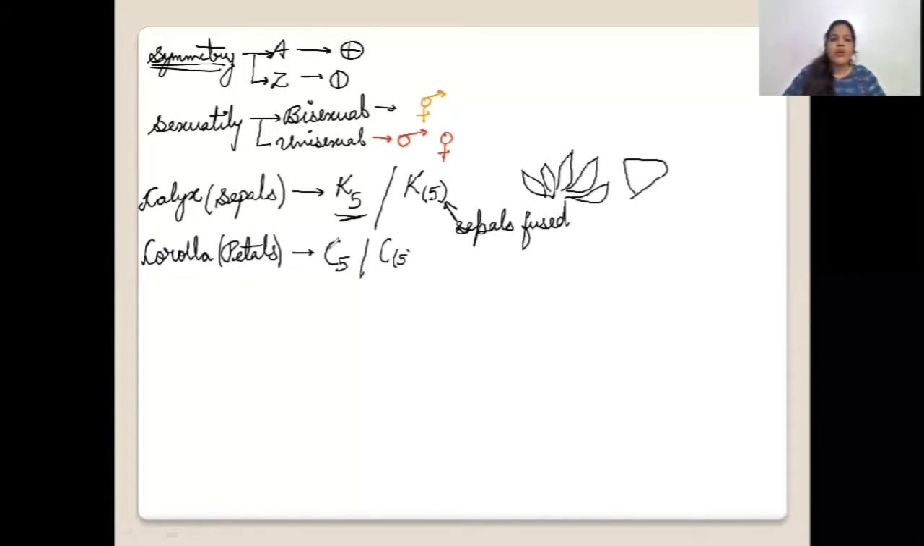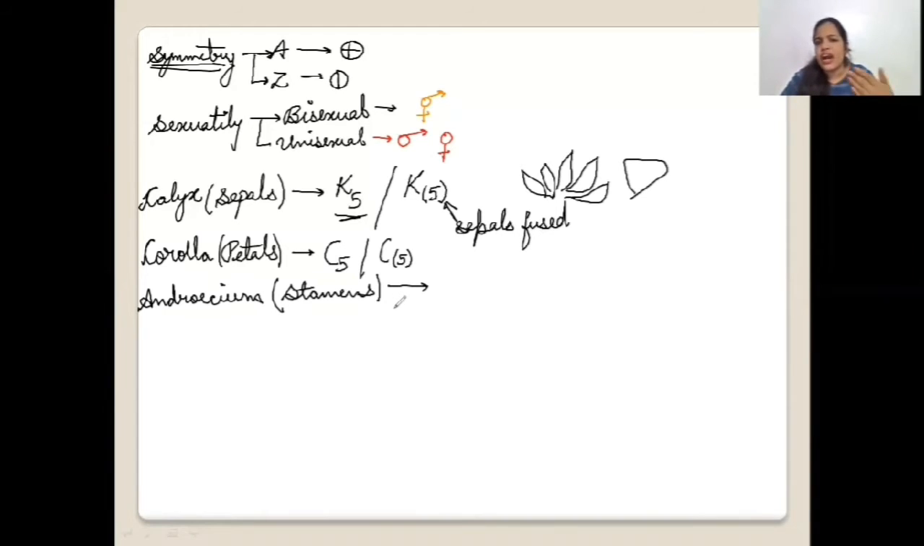Clear? Now, the next whorl we have got is androecium. Androecium, what is the unit? Remember, the unit of androecium is stamens. Stamen is further having what parts? Anther and filament. Don't forget these parts. Okay. So stamen, suppose let's say there are 5 stamens. I'm not talking about any particular family. I'm just giving you a general idea.